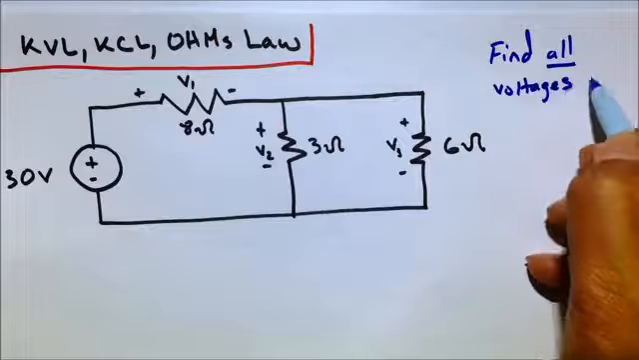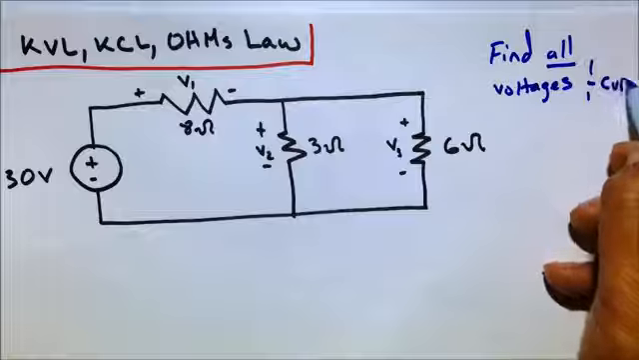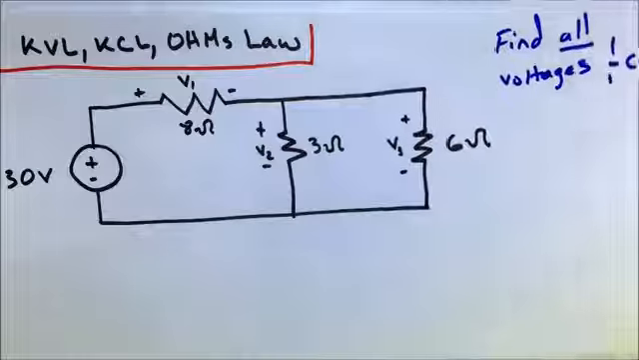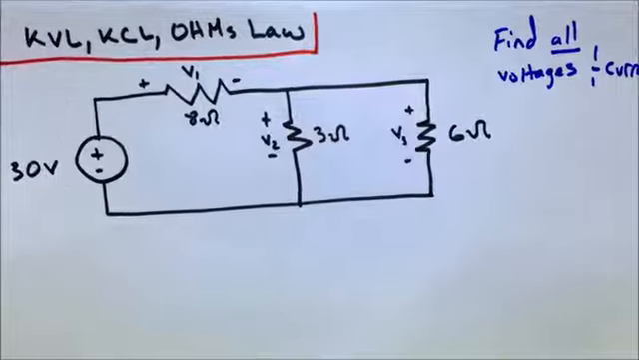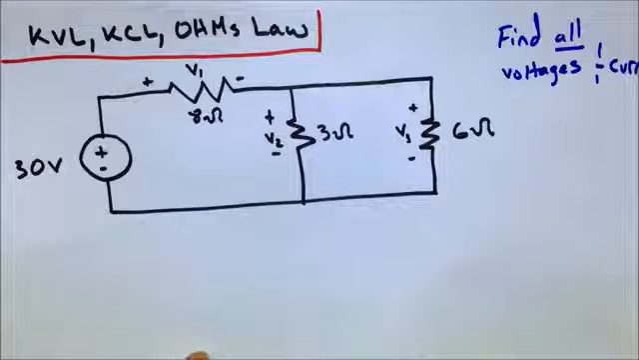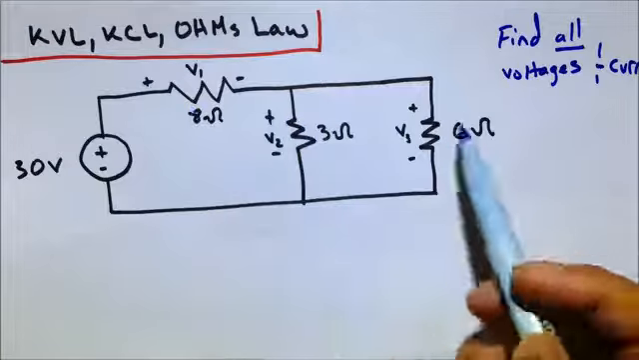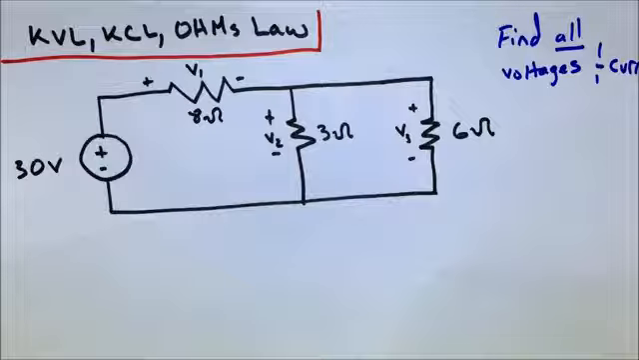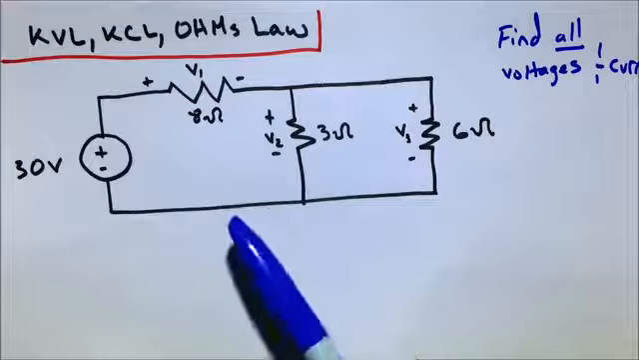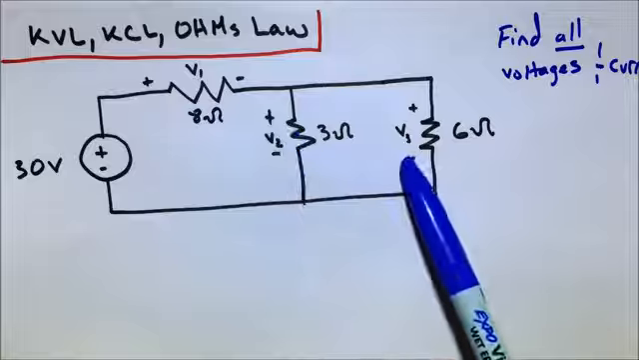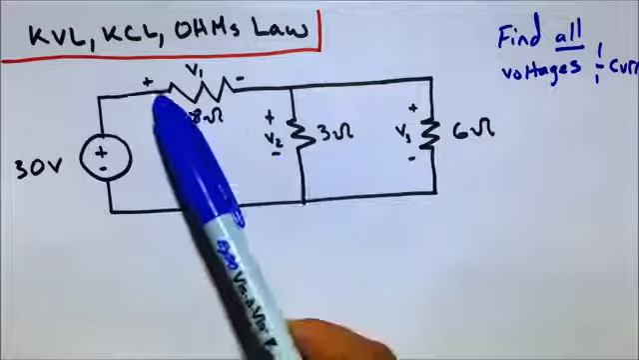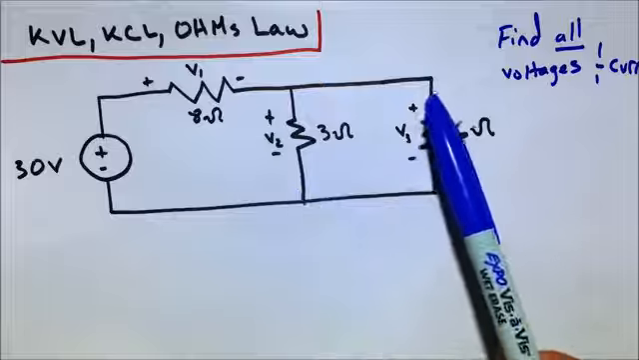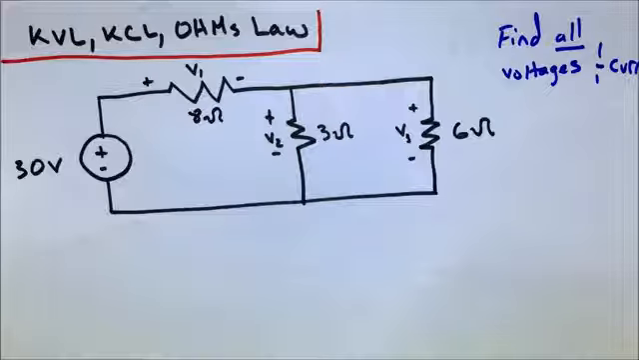voltages and currents. You can't see the currents anymore, but it says currents. Currents in the circuit. So we have four different elements, and I give you that guy, 30 volts. That's a power supply, and the voltages are already labeled for you. So we need to find V1, which is the voltage across there, V2, the voltage across that resistor, and V3, the voltage across that resistor.